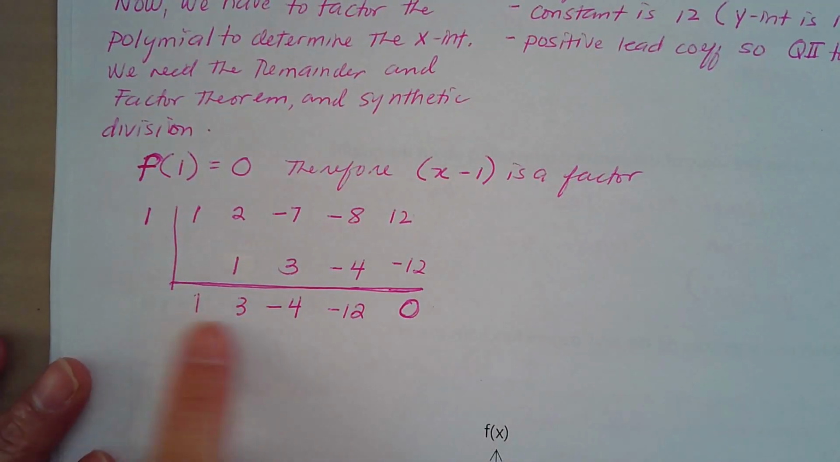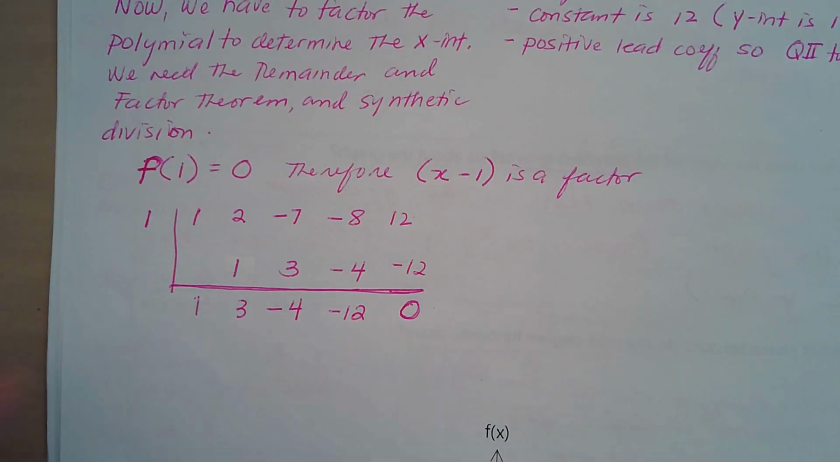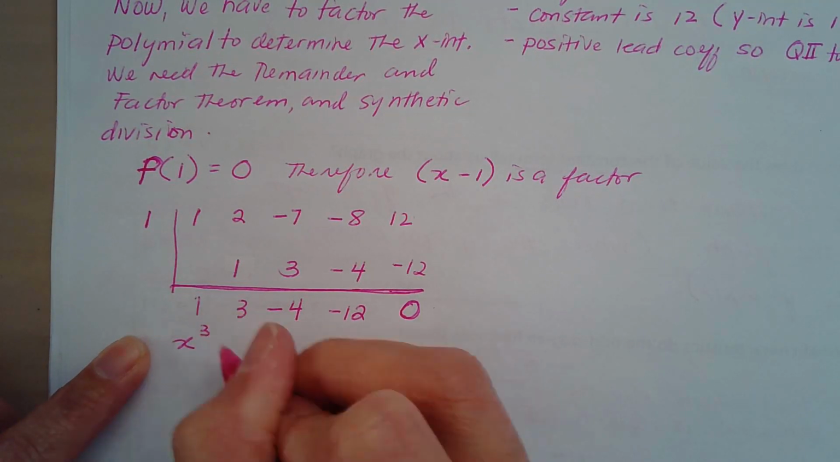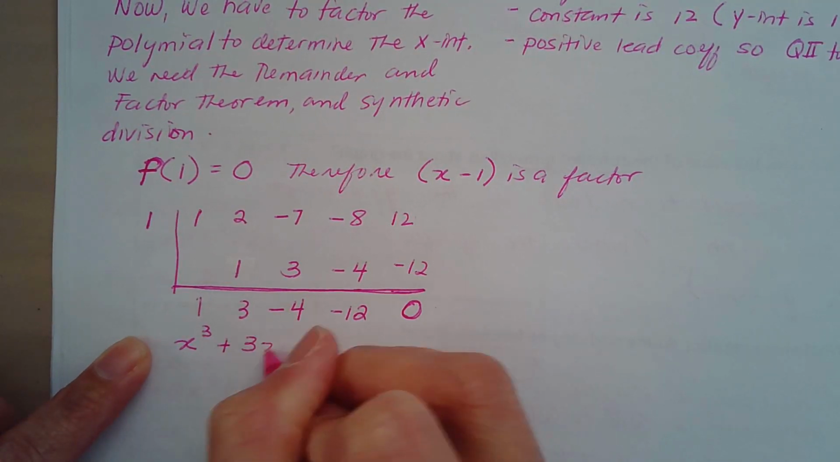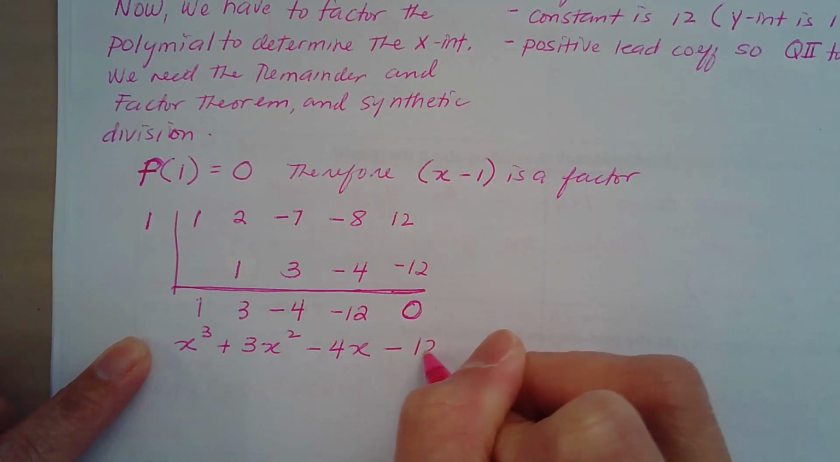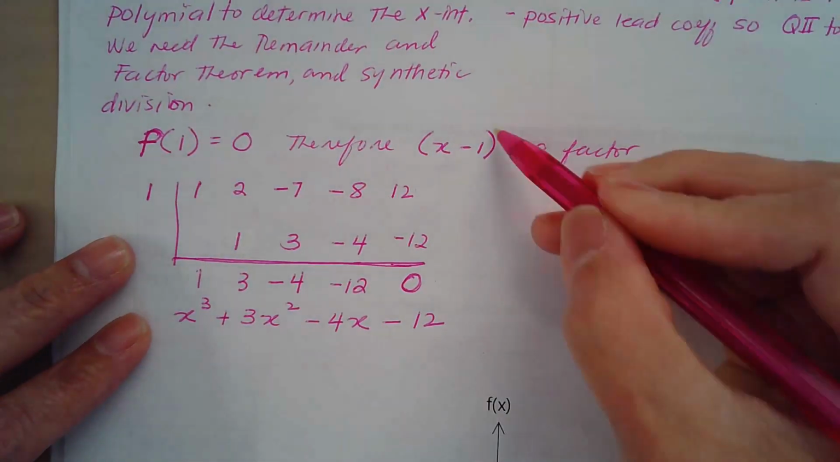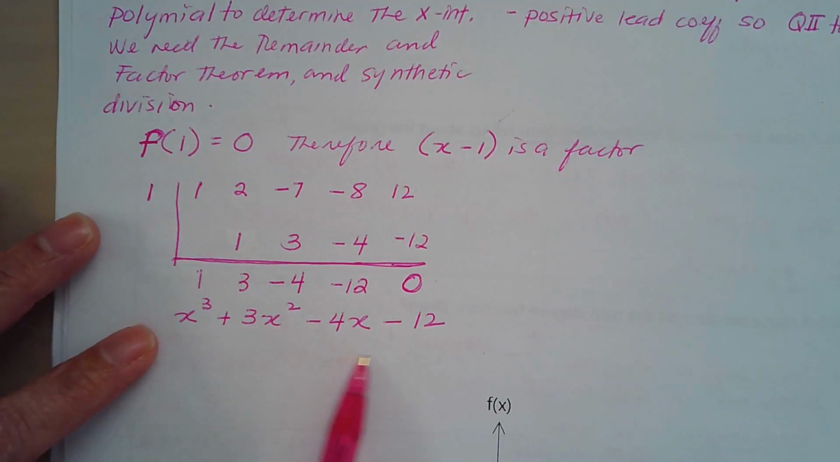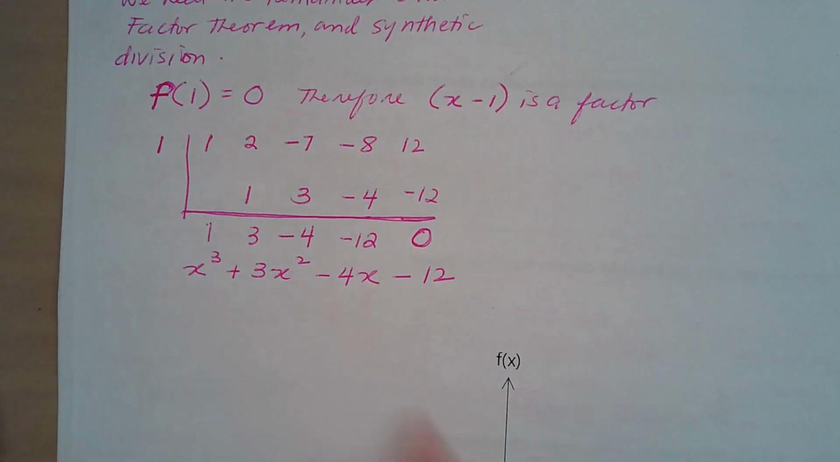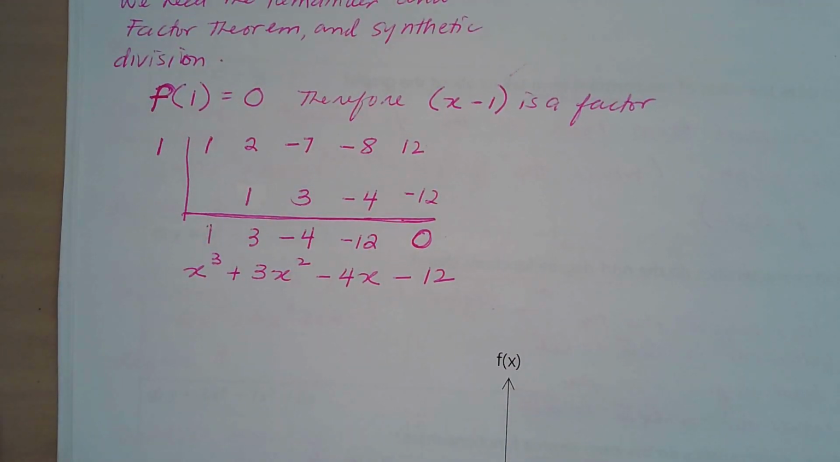Okay, so what's the remaining polynomial? It's going to be x cubed plus 3x squared minus 4x minus 12. So we already know one factor. Now we're down to x cubed. We're going to factor it all the way down. So what's the other factor that we can use?